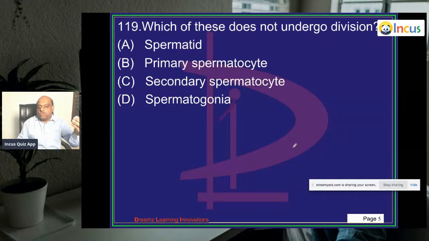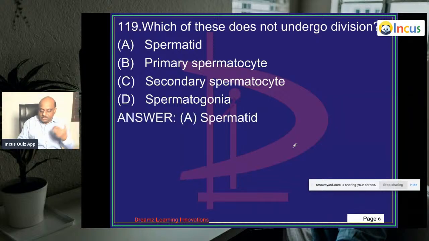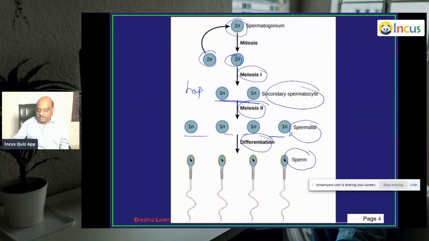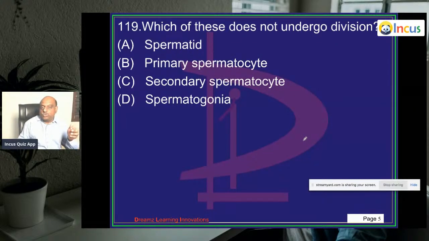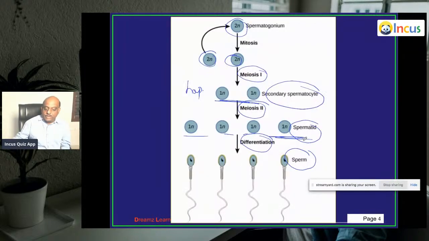So which will not undergo any further division out of all this? By the time it reaches spermatid, typically it will not undergo further division. It will only undergo differentiation.